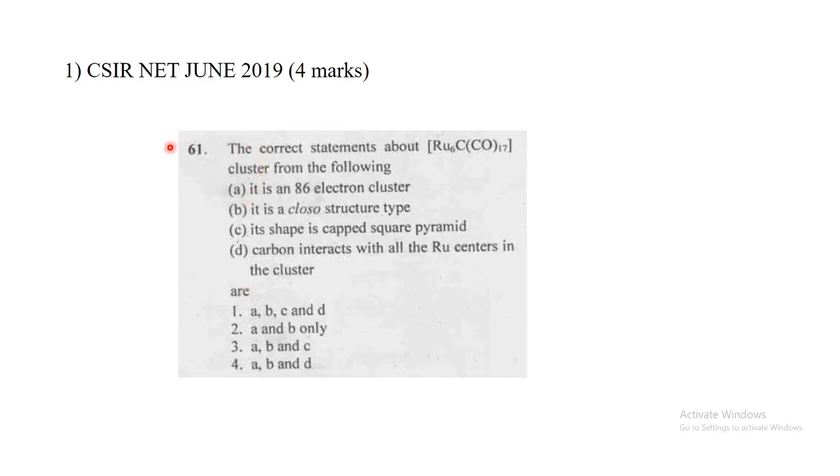So our first question is: the correct statement about the given metal cluster from the following statements is: the first statement, it is an 86 electron cluster. Number B, it is a closo structure type. Number C, its shape is capped square pyramid. Number D, carbon interacts with all the ruthenium centers in the cluster.